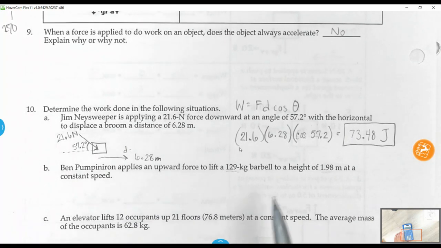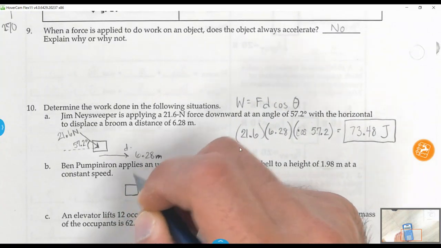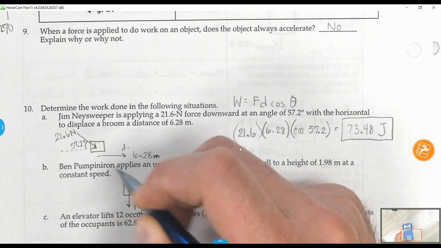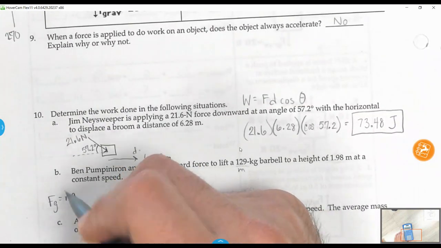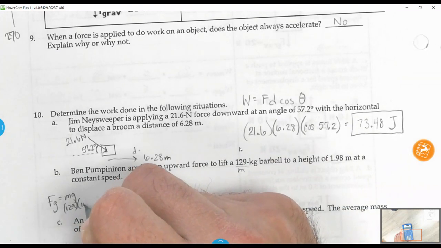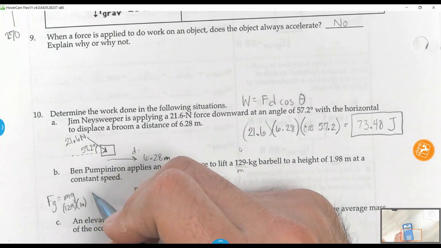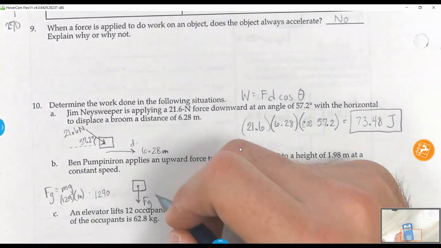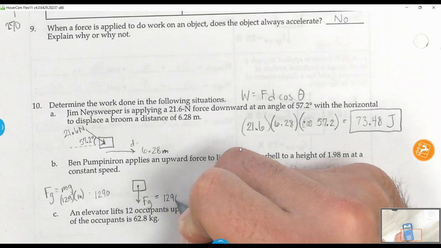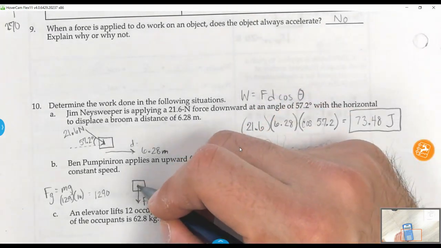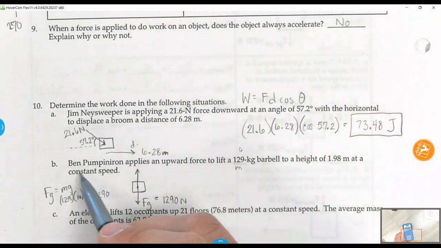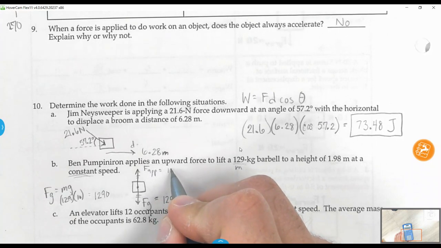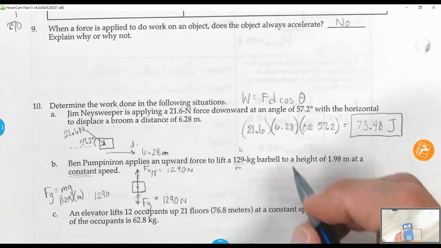So Ben applies an upward force to lift a 129 kilogram barbell to a height of this many meters at a constant speed. Okay. So since it's at a constant speed, we know this is mass, so we would need to know what Fg is. Fg is mass times gravity. So 129 times 10 gives us 1,290 newtons downward. The applied force is directly upward, and it has to be the same if it's moving at a constant speed. So these two forces would have to be the same. So the applied force in this case will also be the 1,290. So that is the F for our equation.